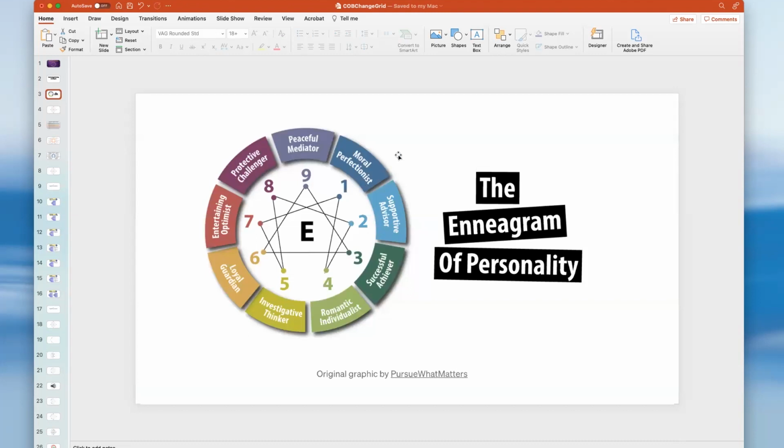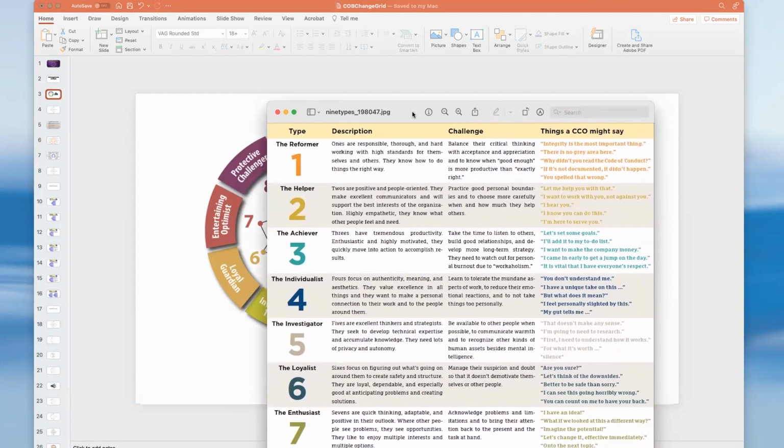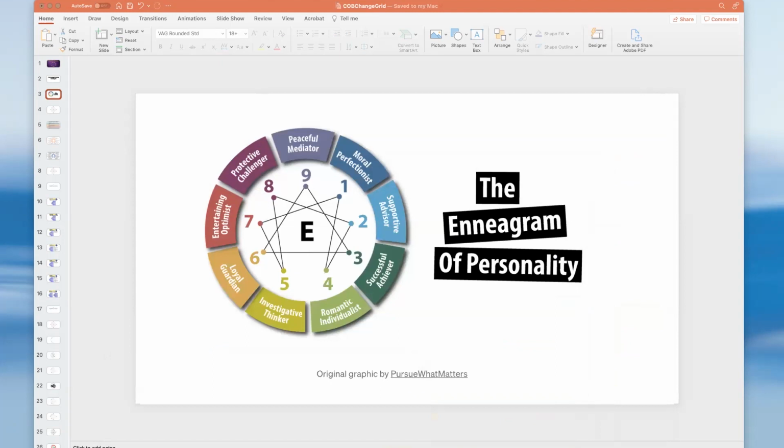There you go. And your mother would know because she's probably a type one. Oh, she's a type one. She was a type one. There's no doubt. She was a supreme type one. So all the psychological dynamics are in play here. So there we are. That's a type one. So this one says a type one. Responsible, thorough, hardworking, with high standards for themselves and others. They know how to do things the right way.